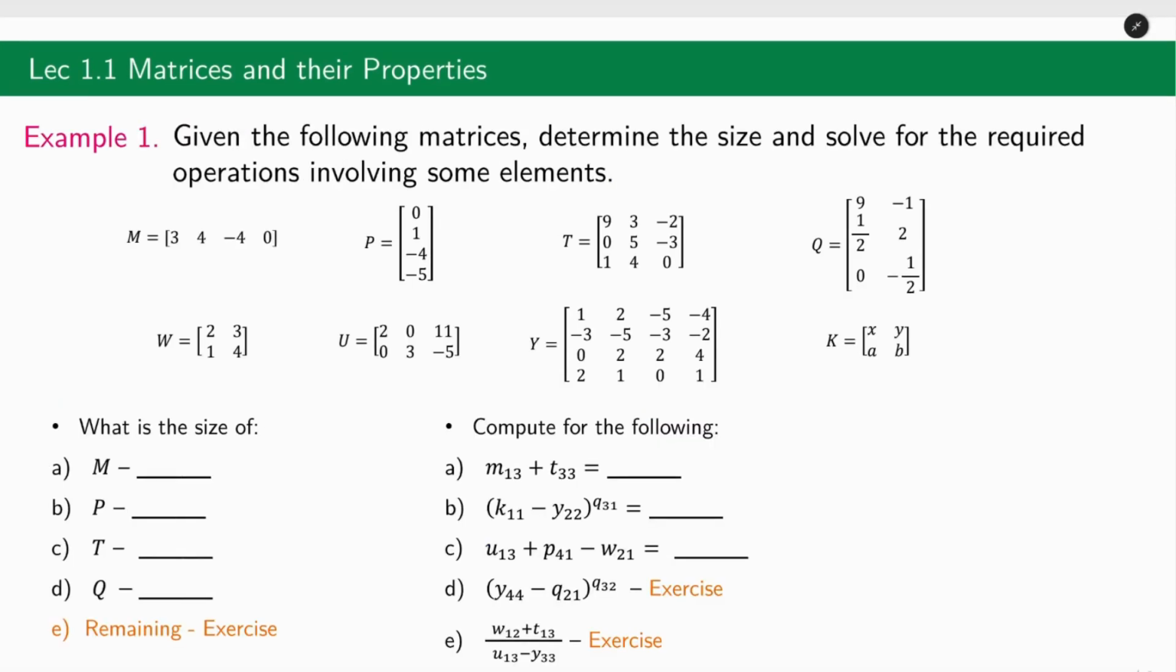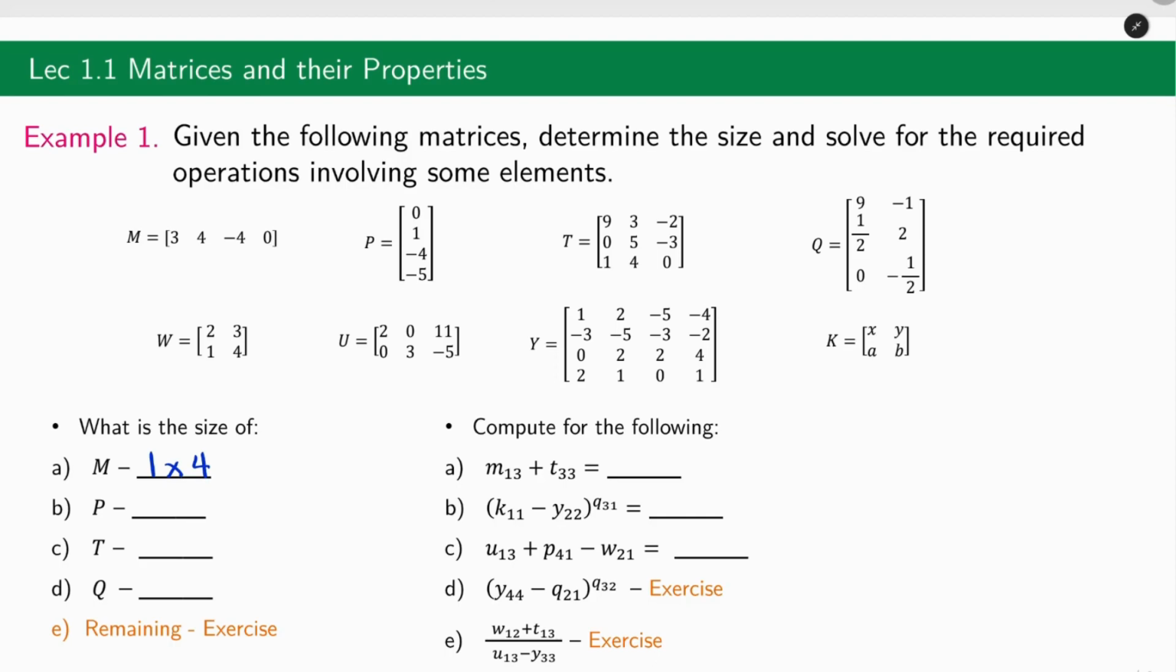Example 1. Given the following matrices, determine the size and solve for the required operations involving some elements. We have here 8 matrices, and I'm going to answer the ones in black. What is the size of matrix M? The size of matrix M is 1 row, 4 columns. So the size or the dimension is 1 by 4.